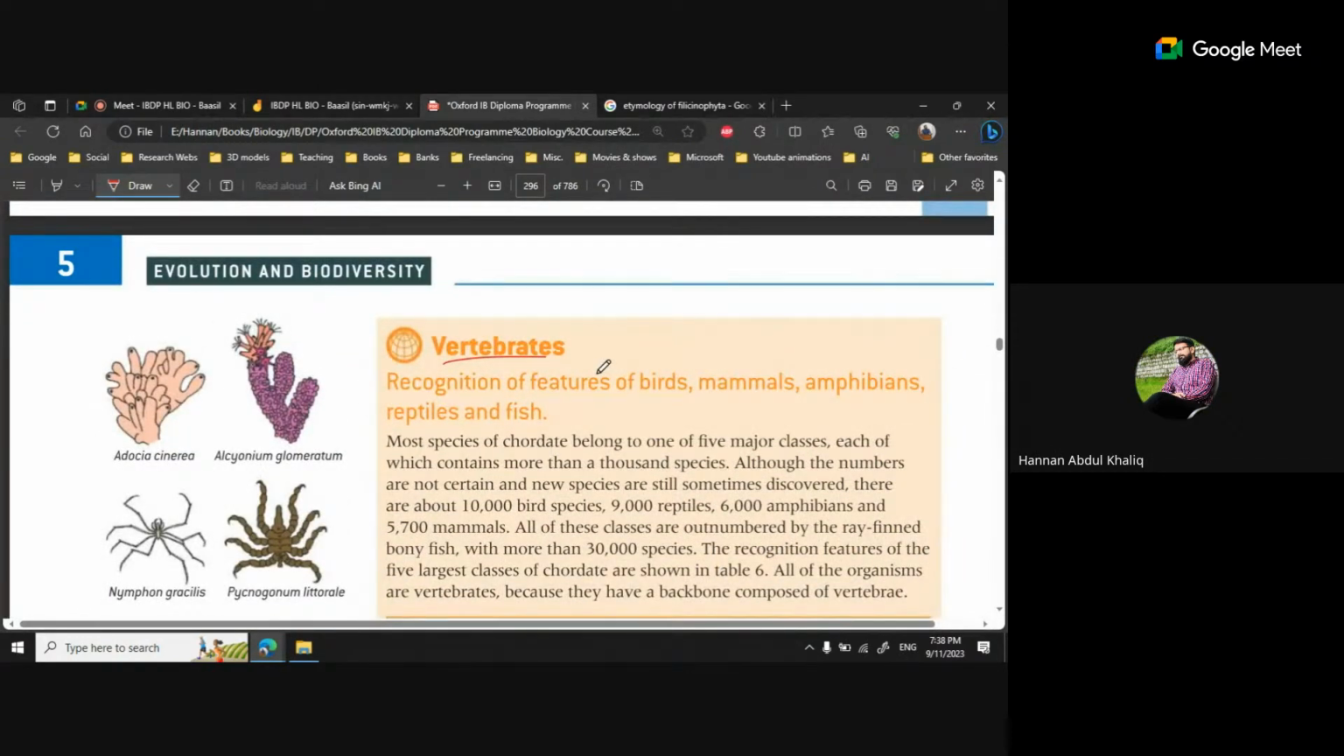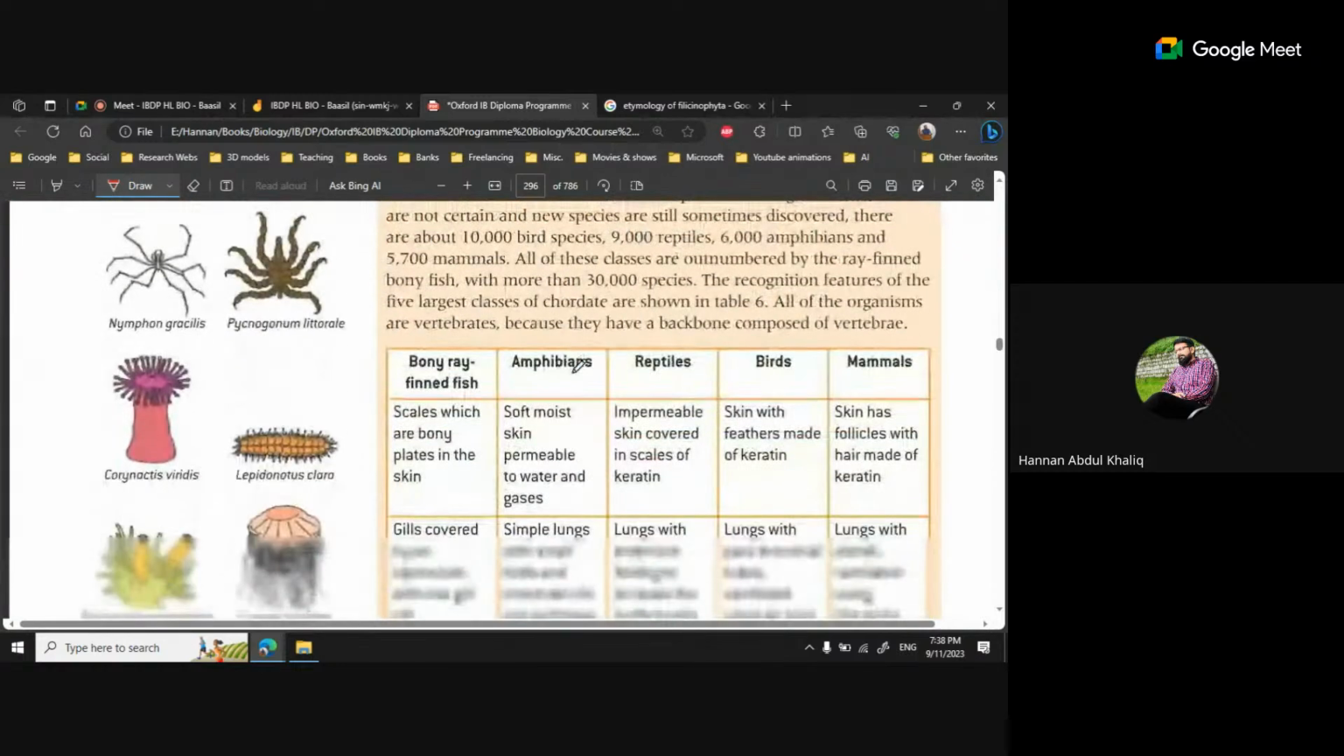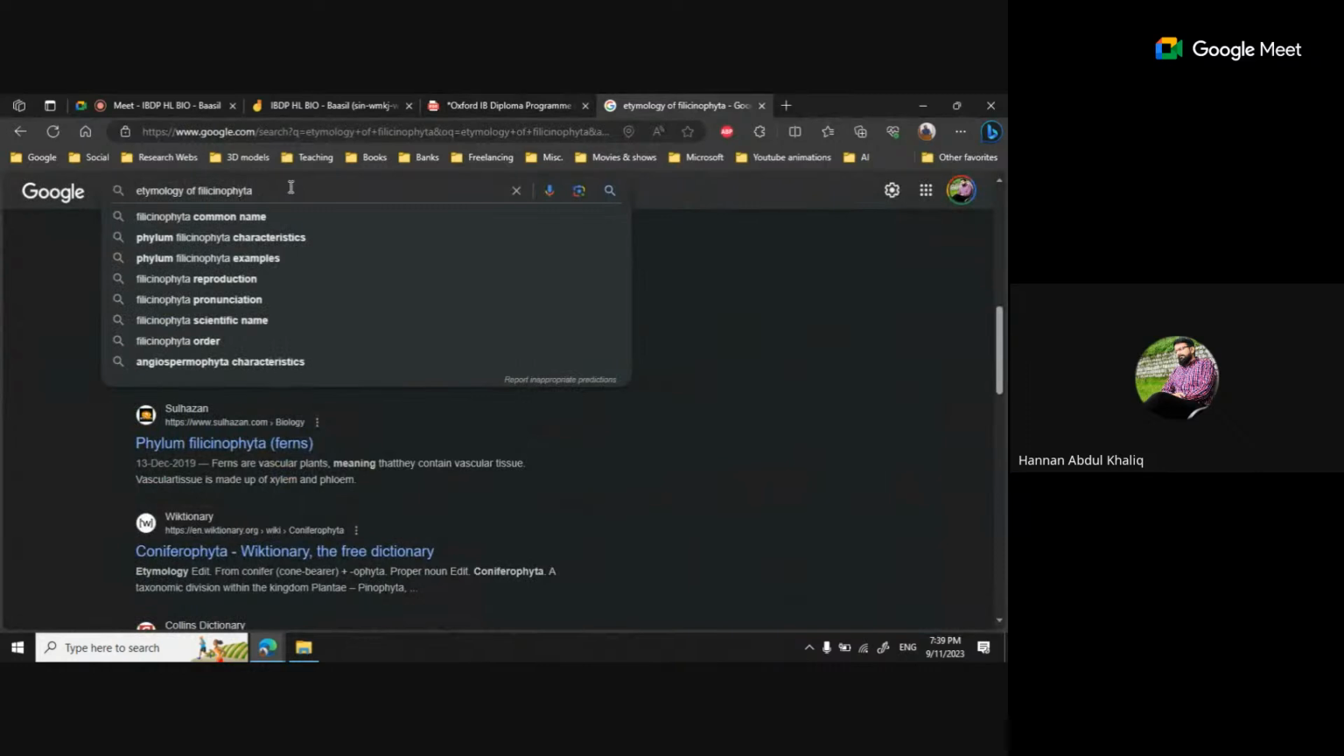These are like we mostly know, and number one, bony ray-finned fish. What is ray-finned? I just don't want to explain too much. Bony is actually for the skeleton, and ray-finned. These are specially made fins. I'll just show you that here.